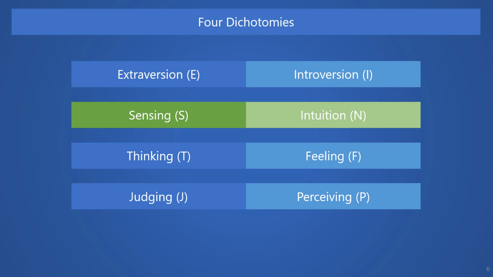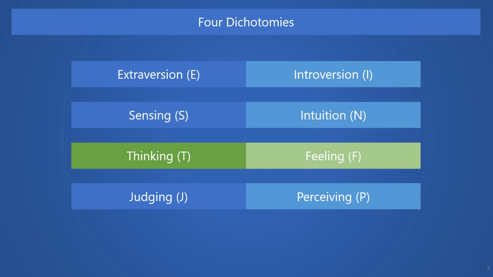Sensing, intuition. Sensors pay attention to concrete information gathered from their 5 senses. They are detail-oriented, practical, and prefer focusing on facts and present realities. Intuitives look at the big picture and are more interested in patterns, possibilities, and future implications. They tend to be imaginative, abstract thinkers who enjoy exploring ideas and theories.